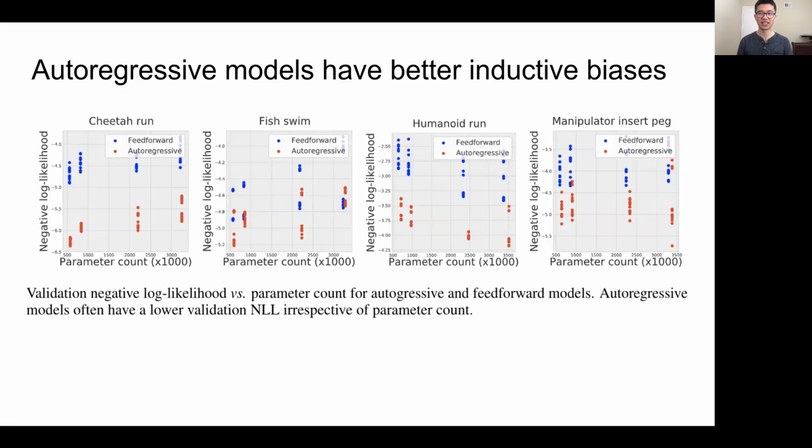You can also see that these improvements hold across different architecture sizes. So in these plots, each point corresponds to a single model, and we report the number of parameters on the x-axis and the negative log likelihood on the y-axis. So you can see that as we vary the number of parameters in the architecture, the autoregressive model shown in red still achieves a lower negative log likelihood than the feed-forward models, which are shown in blue.